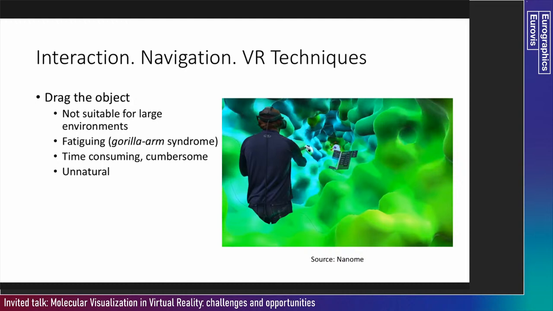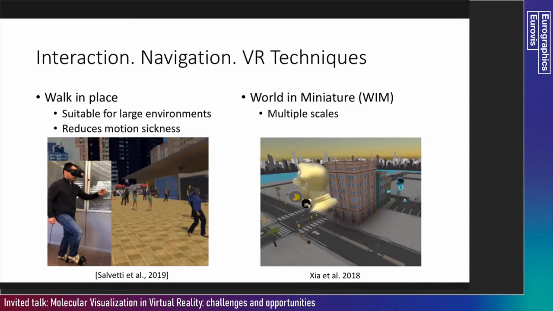Another technique that is used in virtual reality for navigating larger scenarios is walk in place, where the user basically walks without moving his or her position. And this is quite suitable because it maintains the sense of presence, but you have to be aware of the speeds and adaptation to different speeds in order to avoid motion sickness. Another well-known technique is world in miniature. In the approach by Xia and others, they were using a working miniature that could have different scales for different users, which is interesting, but for molecular visualization, where we are likely going to have a lot of occlusion, I don't think that this can work for all scenarios.